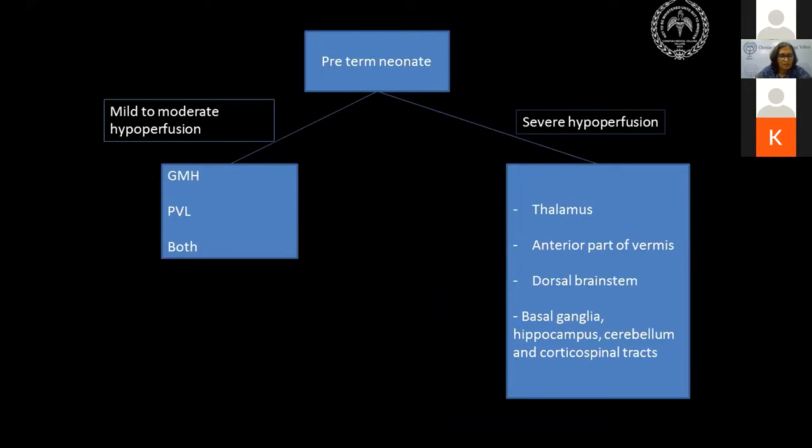Now, looking at preterm neonates, what is the pattern of injury that we see? If there is mild to moderate hypoperfusion, what we can see is a germinal matrix hemorrhage, periventricular leukomalacia, or a combination of both. If it is a severe hypoperfusion, the structures that are involved are basically the structures that are already metabolically active and myelinated. That is the thalamus, the anterior part of vermis, dorsal brainstem. Other sites which can also be affected are the basal ganglia, the hippocampi, cerebellum, and corticospinal tracts.